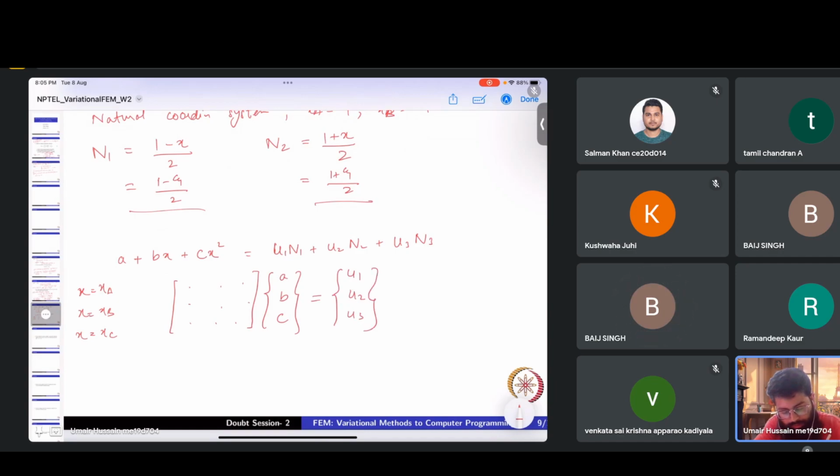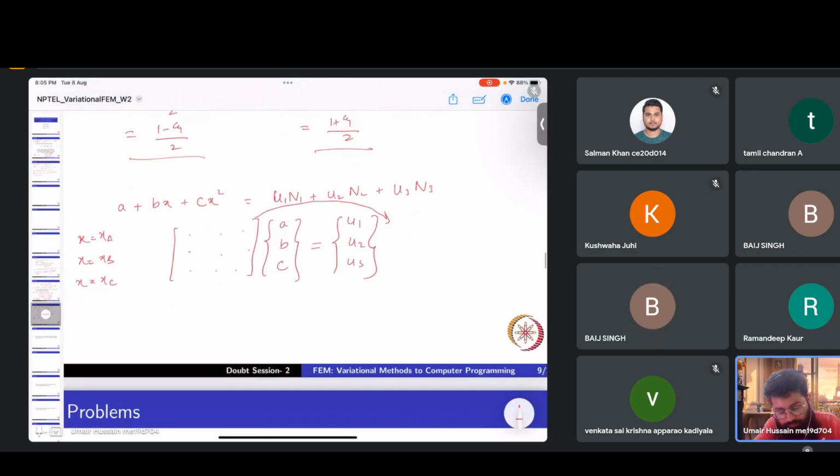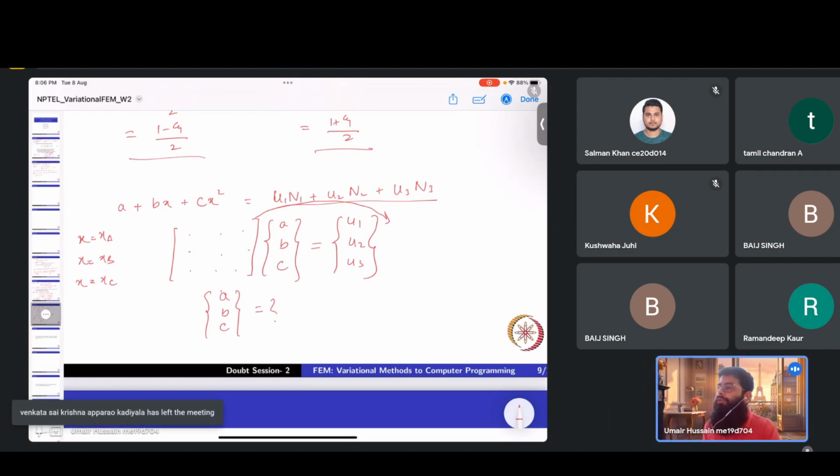So you need to take the inverse of this matrix and find a, b, c. Once you get a, b, c, you can write it in terms of u1, u2, u3, arrange the equation to look like this equation, and there you can get n1 to n3. But the catch in this approach is that the Jacobian should be invertible. The determinant of the Jacobian should not be equal to 0.